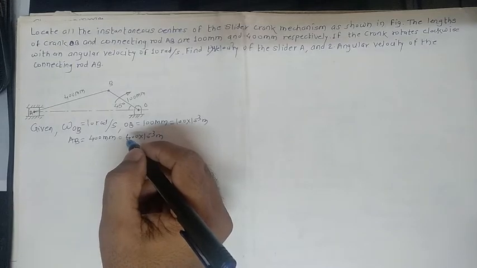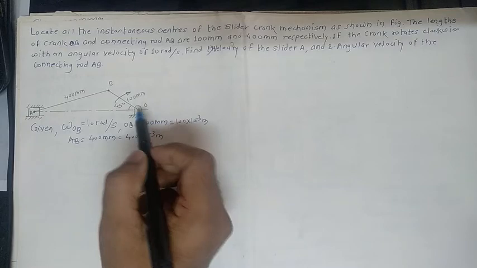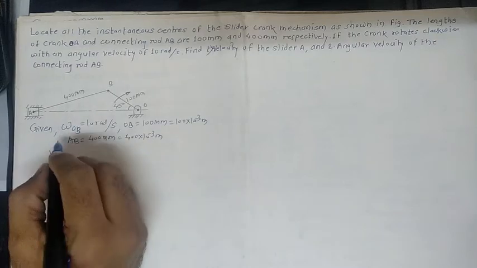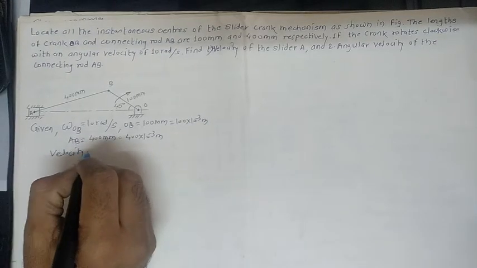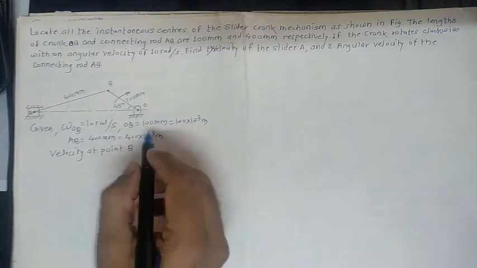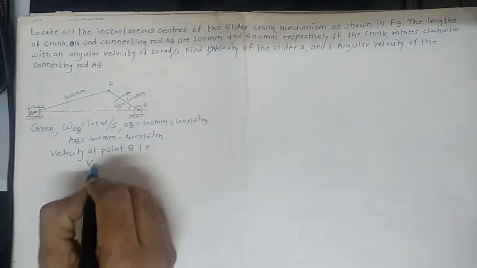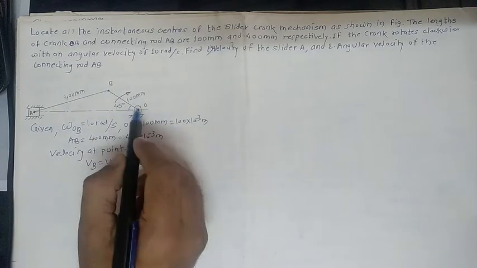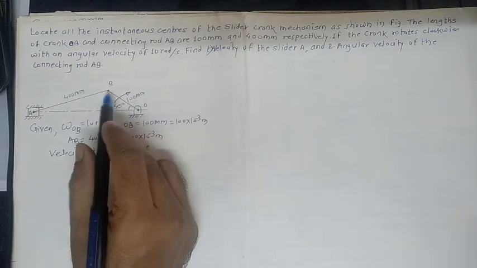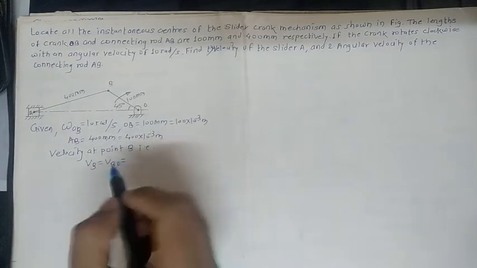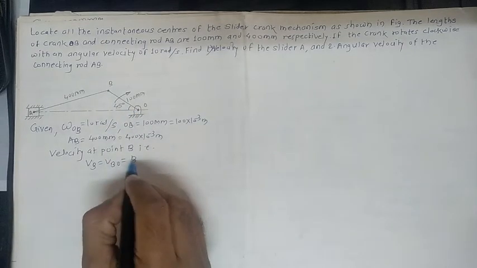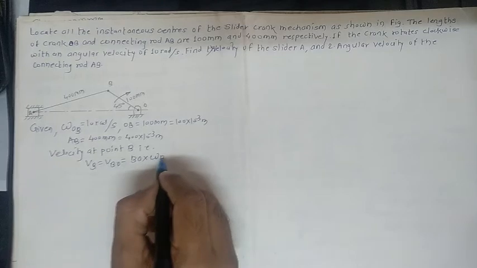Here, the linear velocity of this one we can easily get. So we write it this way: velocity at point B, that is VB. The link is named OB, and as O is the fixed point and the end point is B, we can write VBO equals the radius of rotation multiplied by its angular velocity, omega BO.